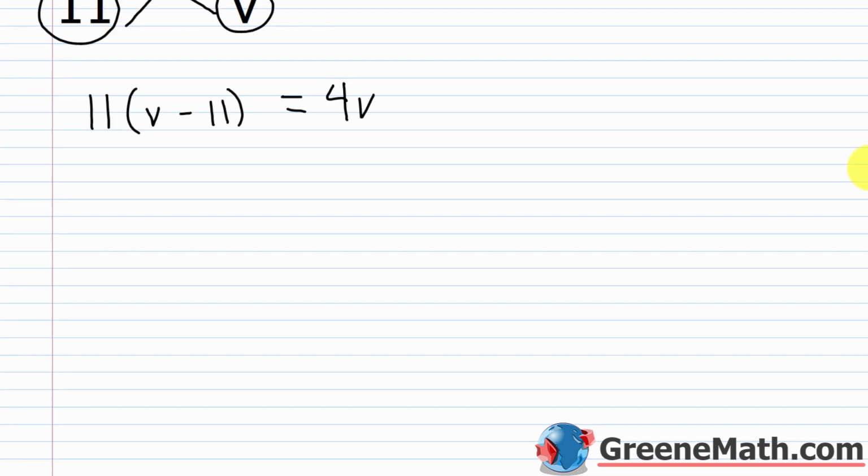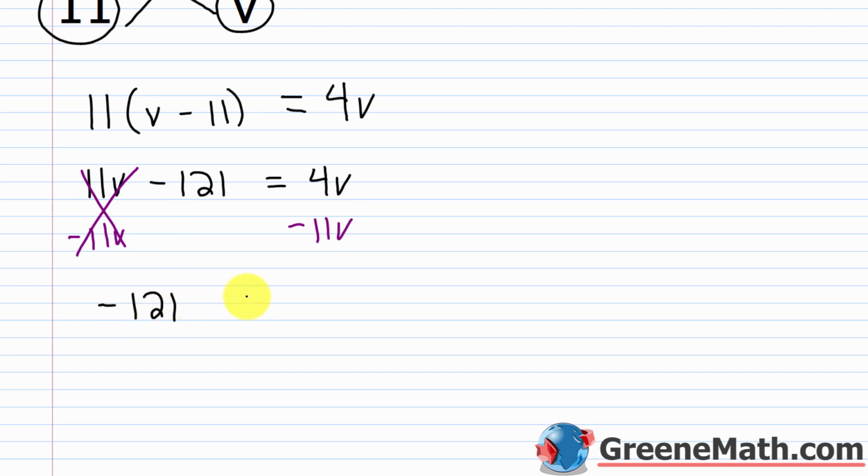All right, so on the left side, I'm going to use my distributive property. 11 times v is 11v. Then minus 11 times 11, that's 121. This is equal to 4v. Now, in order to get the variable term on one side and just a number on the other, the quick way to do it would just be to subtract 11v away from both sides of the equation. So this would cancel out, and on the left, I would have negative 121. This is going to be equal to 4v minus 11v, which would be negative 7v.